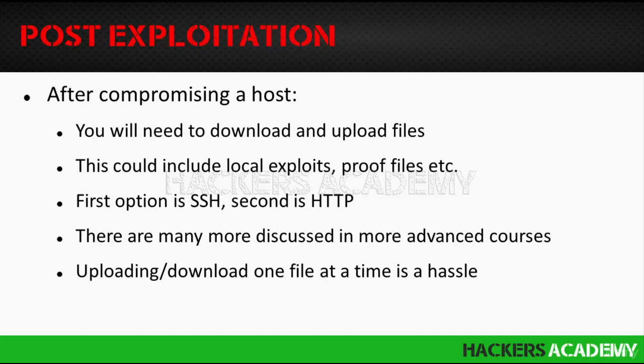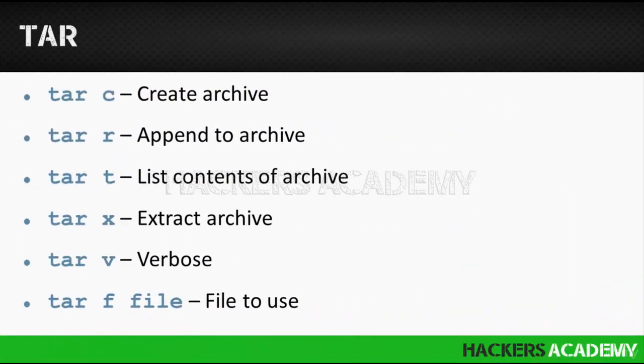So let's look at the archiving tool in Linux. The archiving tool is called tar, which is short actually for tape archive. To create an archive, you use tar C for create. To append an archive, in other words, to add files or folders to your archive that's already been created, you use the R option, so tar R. To list the contents of an archive without extracting it, you just want to see what's in it, you use tar T. Tar X is to extract the archive. Tar V is for verbose, so it gives you information on the progress and what's going on. Tar F is used to specify the name of the file that you want.